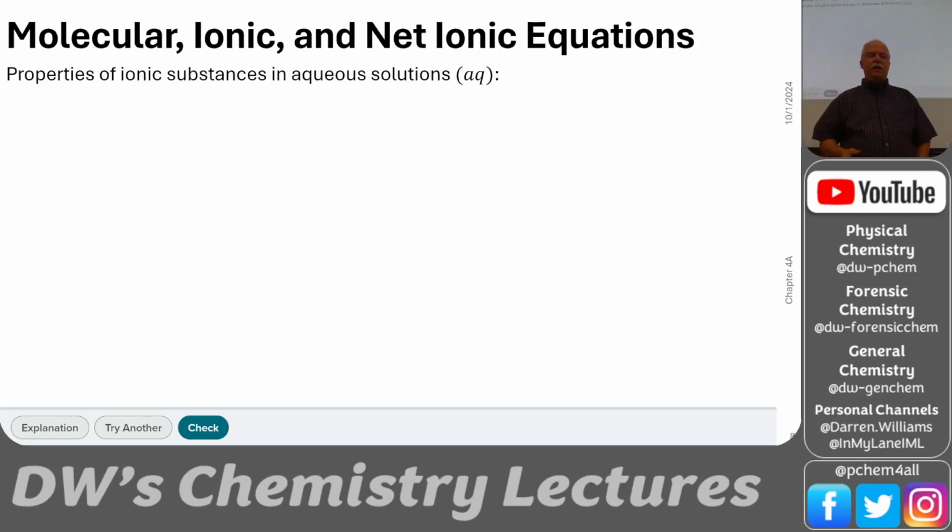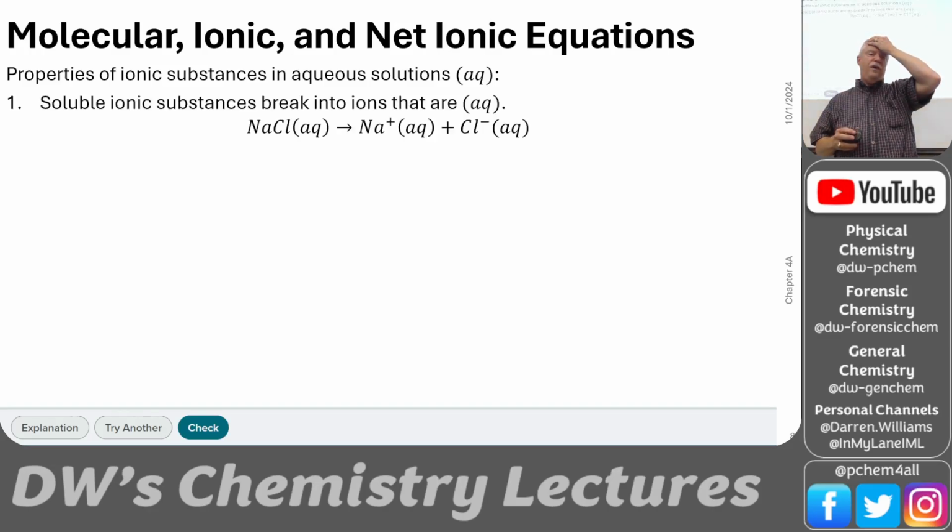So let's talk about these types of equations that we're going to be looking at next on Alex. So if we have substances, when they dissolve in water, they become aqueous, okay? And if it's a soluble ionic substance, it breaks into ions that are aqueous. So sodium chloride, we put that in water. We could write its molecular formula and put aqueous behind it. But what's really happening is that there's sodium ions that are aqueous and chloride ions that are aqueous.